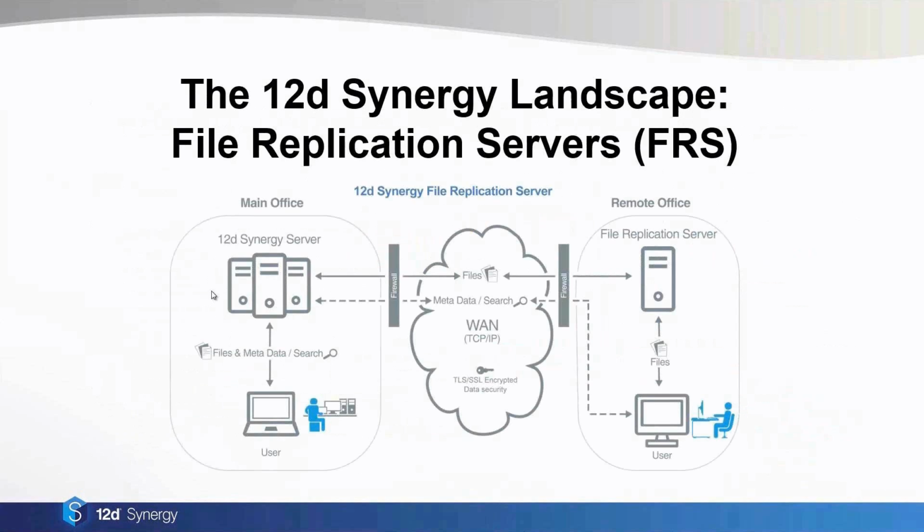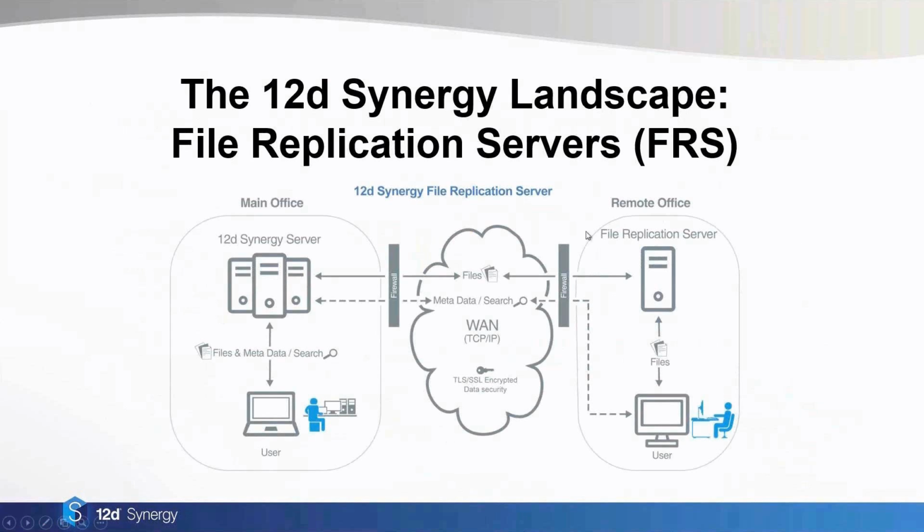So the 12D Synergy landscape with file replication service is a little bit different. Everybody still connects to the centralized 12D Synergy server for all their metadata or informational needs to list which files are available, which 12D model projects are available, who has made what changes, to search for information and all that sort of stuff. But this doesn't take up much bandwidth. It's actually very quick to access that sort of information. All that heavy load is really in the file transfer.